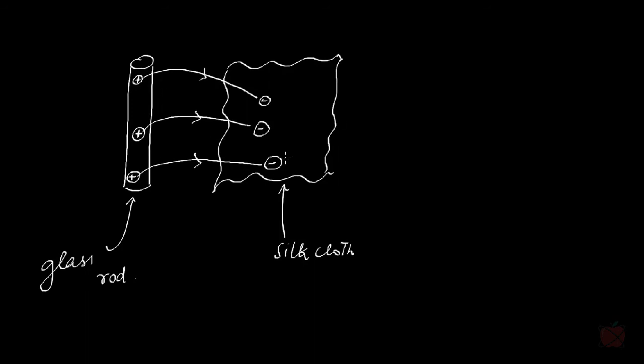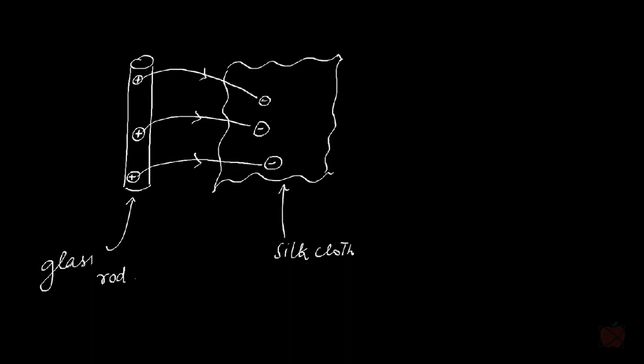So we can see here that due to rubbing, you rub the silk cloth onto the glass rod. Then due to friction, what happens? The electrons get transferred from the glass rod to the silk cloth. Now this is important to remember. Electrons go from where? From the glass rod to the silk cloth, not the other way around.